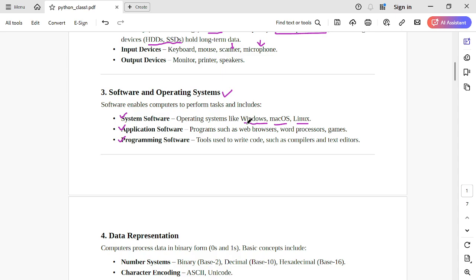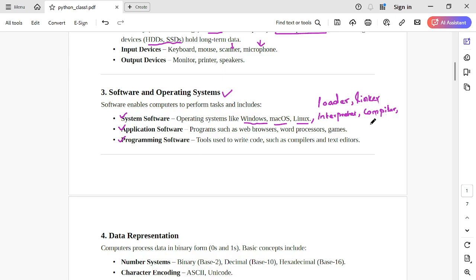Apart from the operating system, there are other system softwares like interpreter, compiler, loader, linker, right? So like this, we are having different system softwares which are available. Interpreter is nothing but it will convert the high level language to the machine language line by line, right? So that is what it is, interpreter.